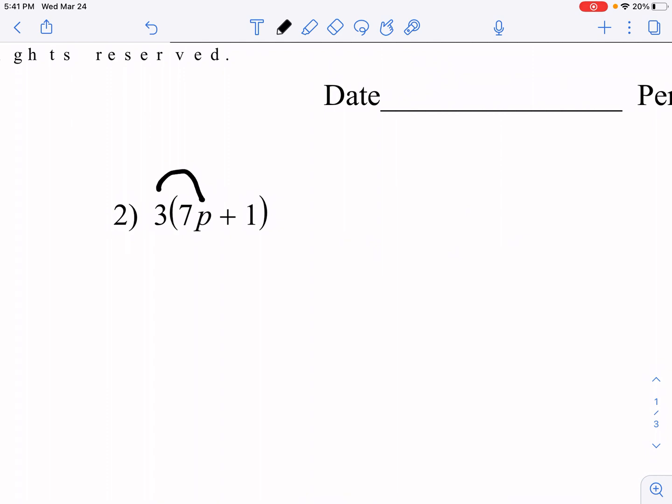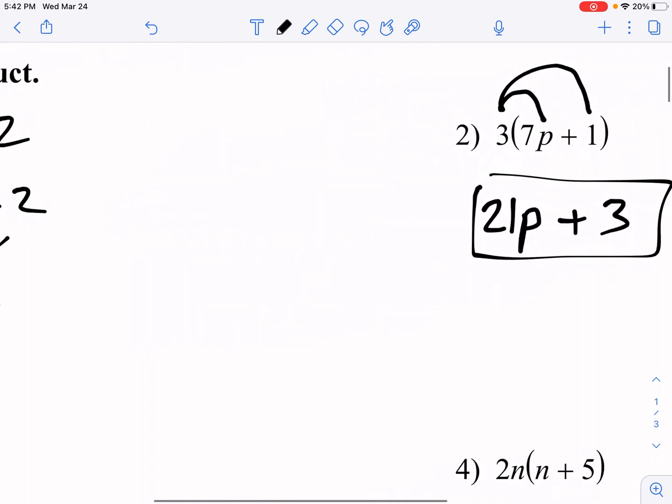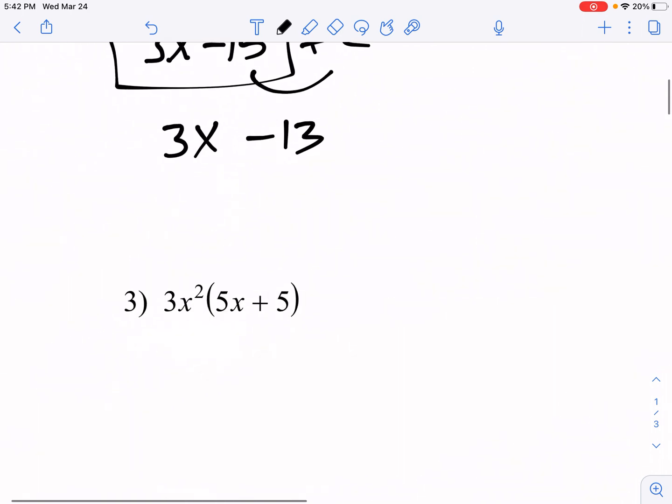So multiplying this out, we have 3 times 7p. 3 times 7, we're going to multiply the coefficients, is 21, and then we also multiplied by that p. Then we have 3 times 1, which would be 3. So this would be as simplified as we could be. Number 3, we have a lot of 3's here. Now this one actually has a variable here.